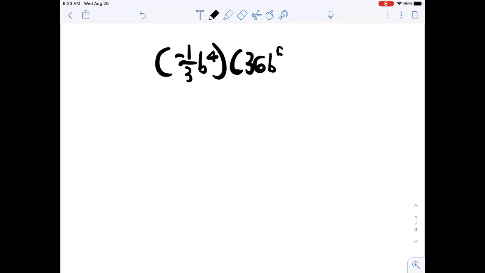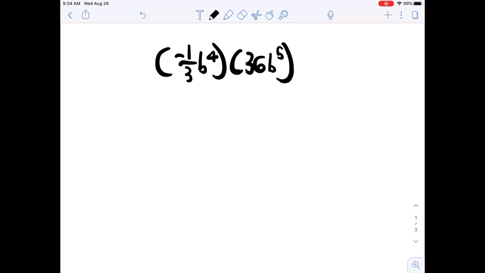Here's another example, except this one has fractions in it. So we have negative 1 over 3 times b to the power of 4. Multiply that by 36 times b to the power of 5. We know automatically that if we were to go ahead and simplify the expression, we'll get a negative coefficient because we are multiplying a negative coefficient, negative 1 over 3 in this case, by the positive coefficient, 36.